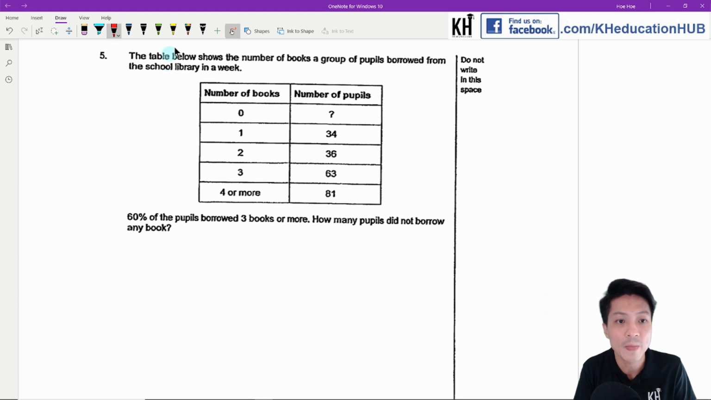Okay, question 5. The table below shows the number of books a group of pupils borrowed from the school library in a week. The number of books is 0, 1, 2, 3, and 4 or more. The number of students for 0 is a question mark, then 34, 36, 63 and 81. 60% of the pupils borrowed 3 books or more. So how many pupils did not borrow any book? Which means that this is 60%.